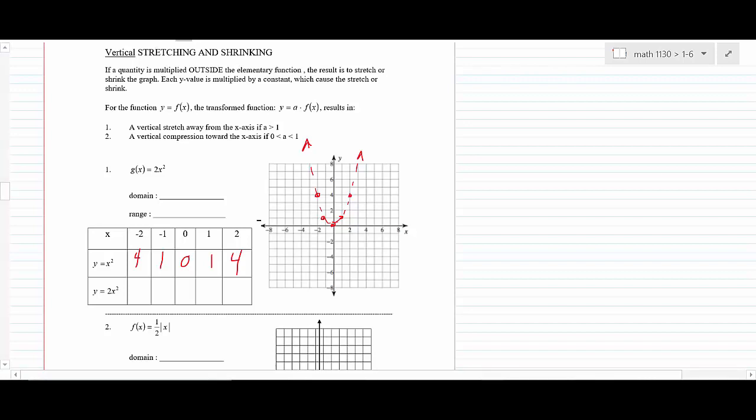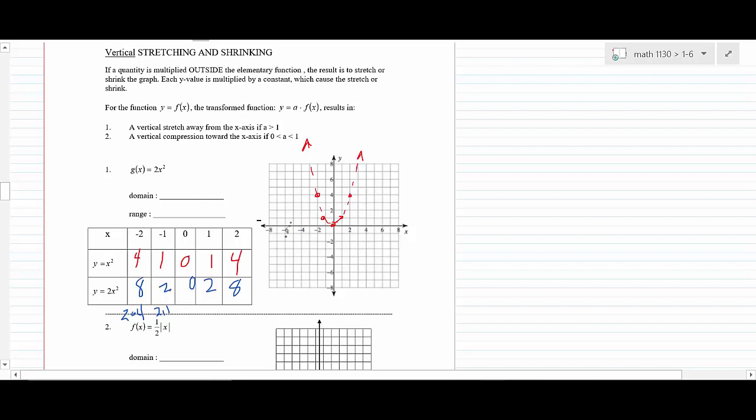So actually, all you do on this problem is you're just multiplying those y values by 2. You're doing 2 times that. So you're doing 2 times 4 is 8, 2 times 1 is 2, and so forth. 2 times 0 is 0, then you got 2 and 8 like that. Okay? Now again, it's impacting the y values.